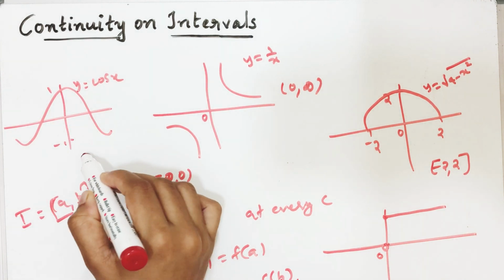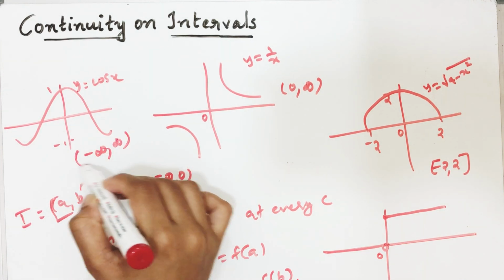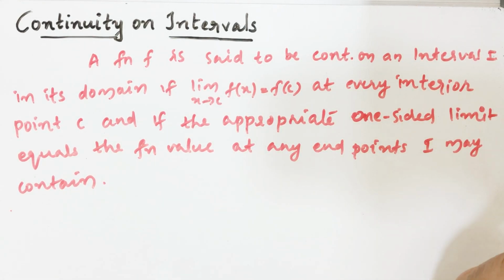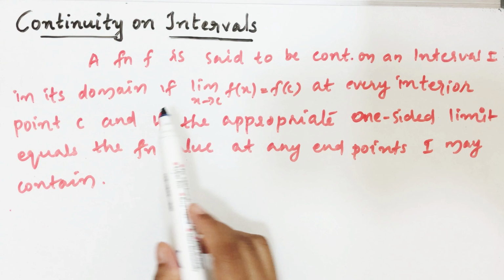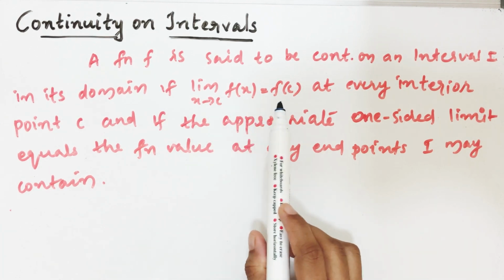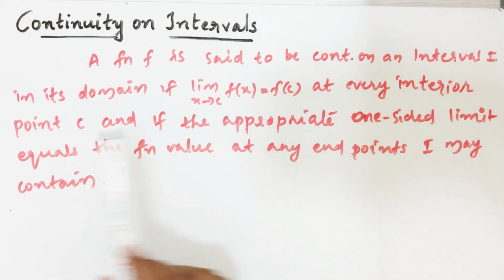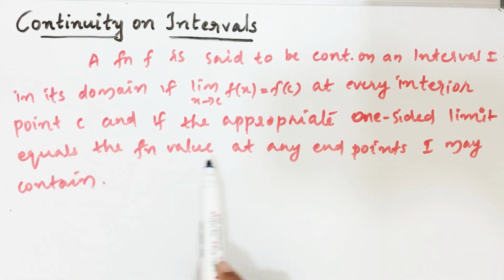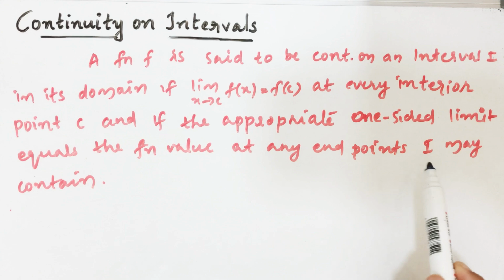Cos x is continuous on minus infinity to infinity. A function f is said to be continuous on an interval I in its domain if the limit as x tends to c of f of x is equal to f of c at every interior point c, and if the appropriate one-sided limit equals the function value at any endpoints I may contain.